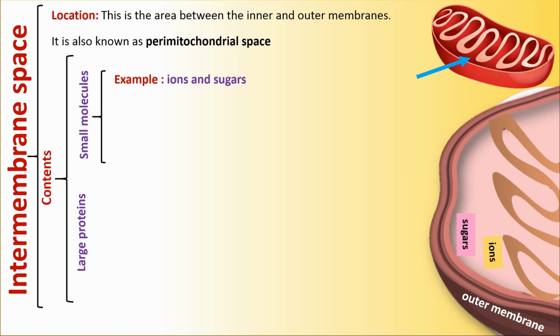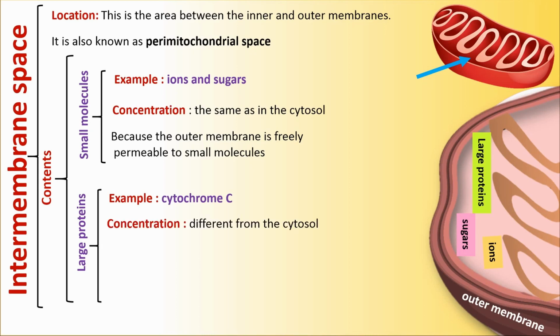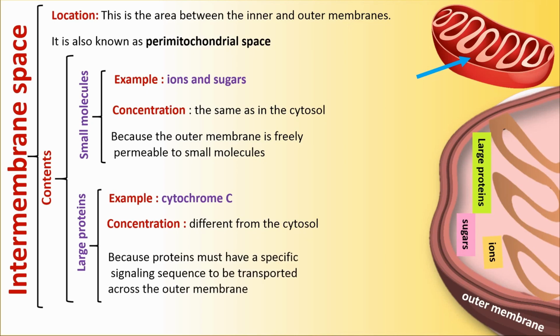Small molecules, for example, ions and sugars, have the same concentration as in the cytosol because the outer membrane is freely permeable to small molecules. Large proteins, for example, cytochrome C, have a concentration different from the cytosol because proteins must have a specific signaling sequence to be transported across the outer membrane.